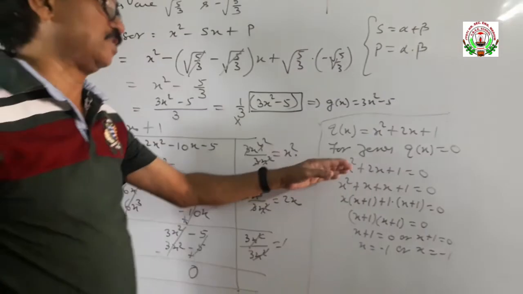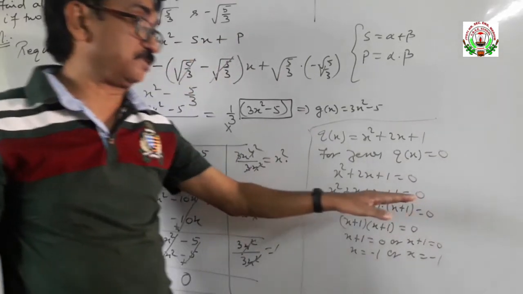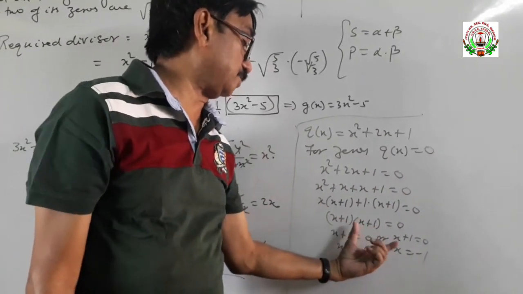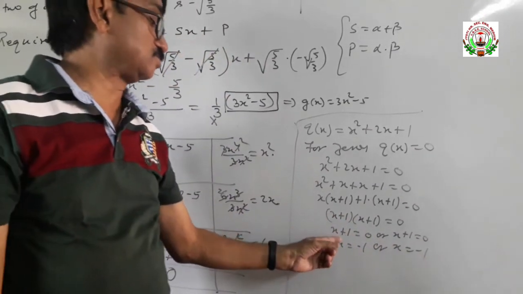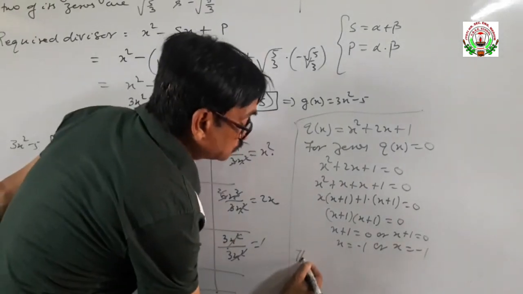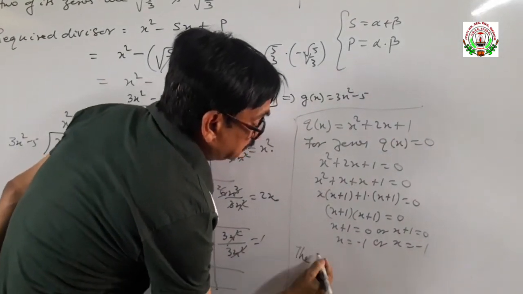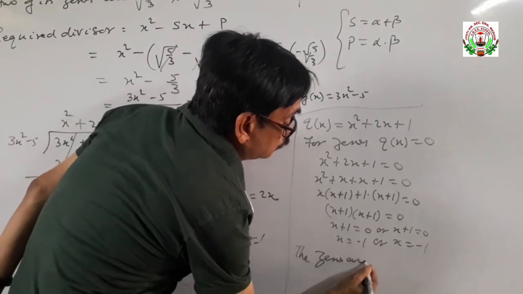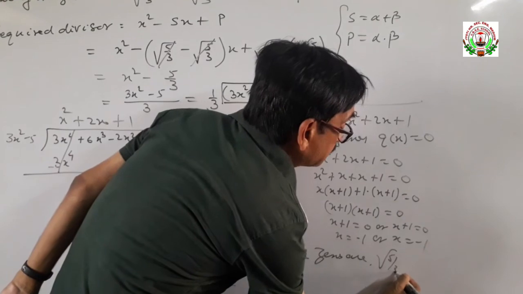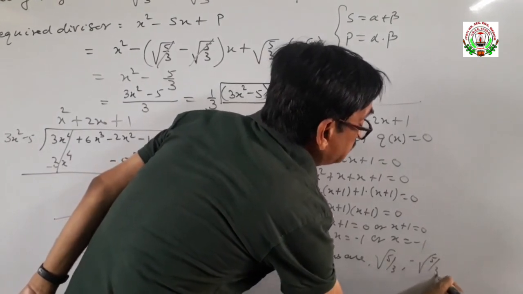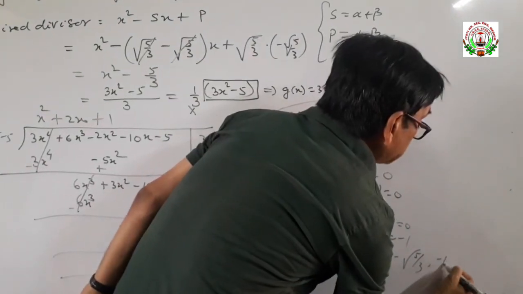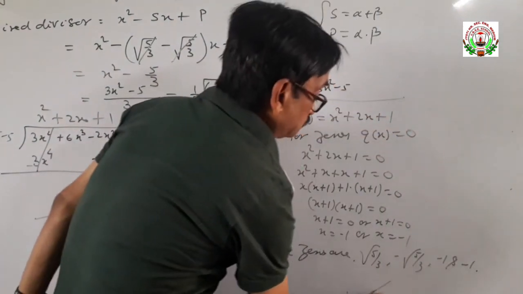As we factorize by splitting the middle term, as we were studying in the previous class, we get the two factors of it, and when we transpose these factors, x equals minus 1, x equals minus 1. So the four zeros are: two of the zeros which are given to us, root 5 by 3 and minus root 5 by 3, and the rest of the two zeros which we have calculated are minus 1 and minus 1. So that is our answer.